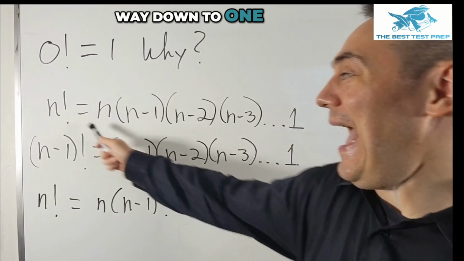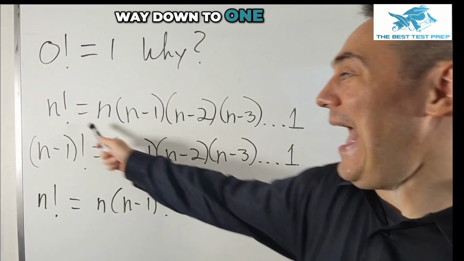This whole quantity is simply n minus 1 quantity factorial. So I can just write n factorial equals n times n minus 1 quantity factorial. Rearranging terms, we have n minus 1 quantity factorial equals n factorial over n.